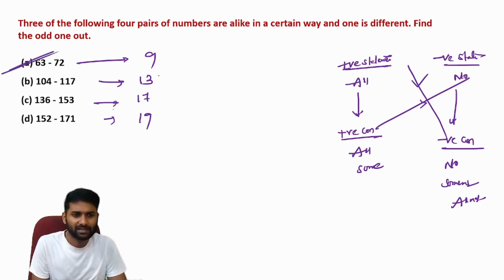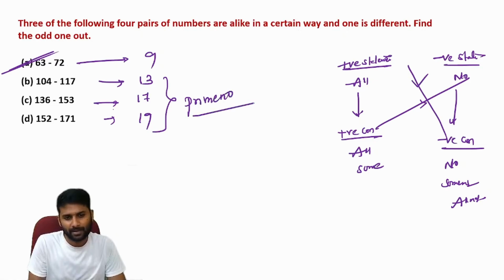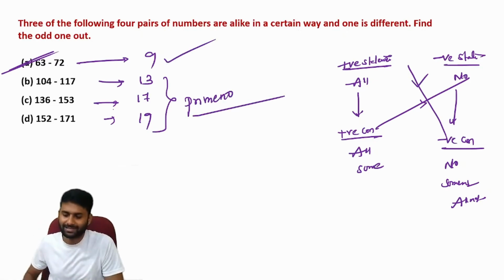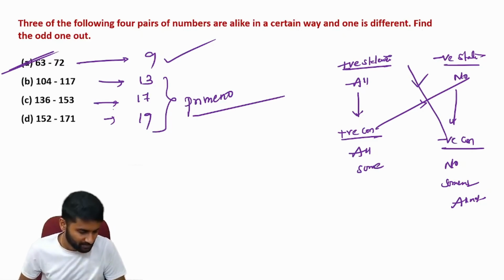So we can say that the remaining three numbers' differences are prime numbers. If you go through that, 9 is not a prime number. That's why the odd one out is 63 and 70. Is it clear?